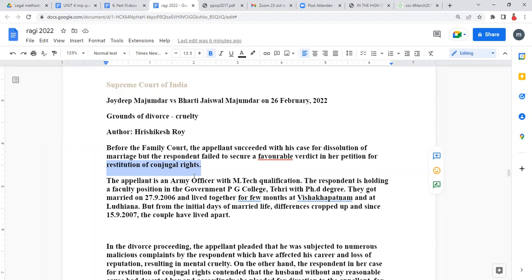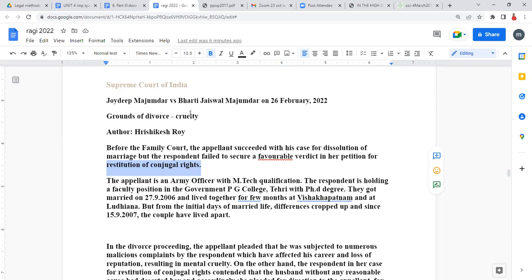A lot of times these kinds of cases are filed also because now people might prefer to live in different cities or different places because of their job and other things, right? So a restitution of conjugal rights application is something which is very common, and the court would give a decision, right, in favor of the party or against the party, depending on the arguments that they have put forward.